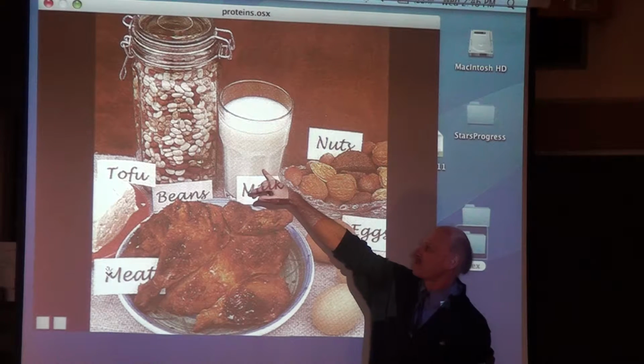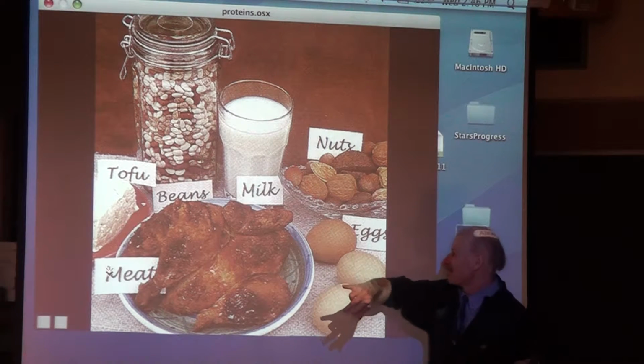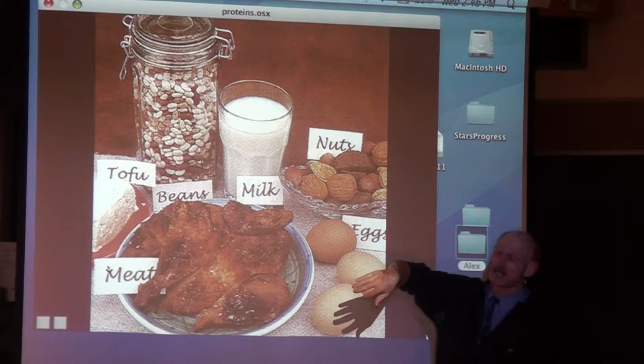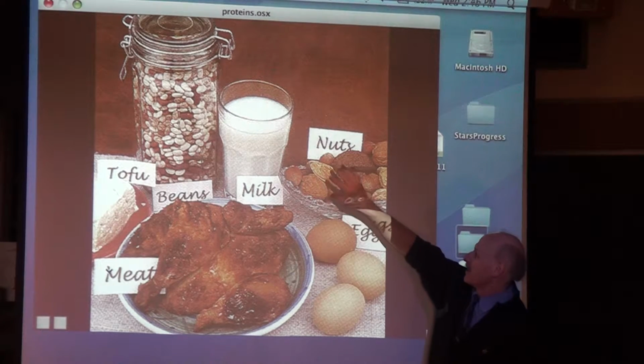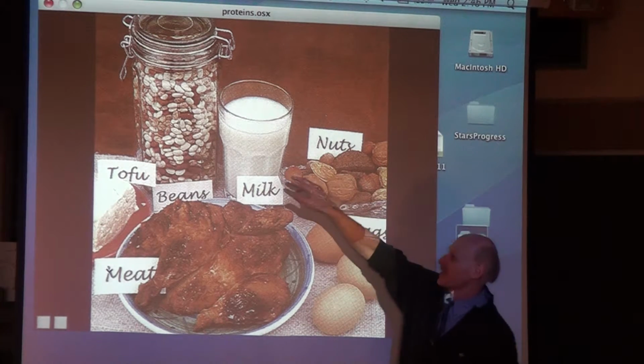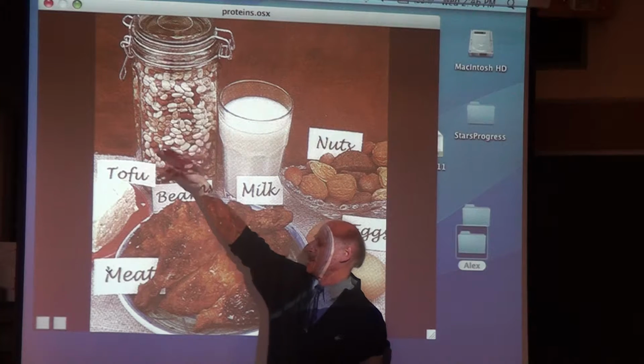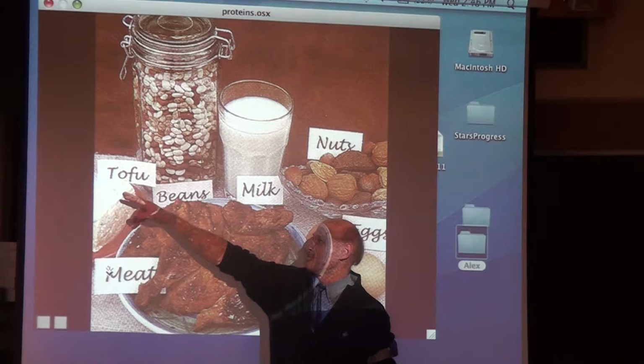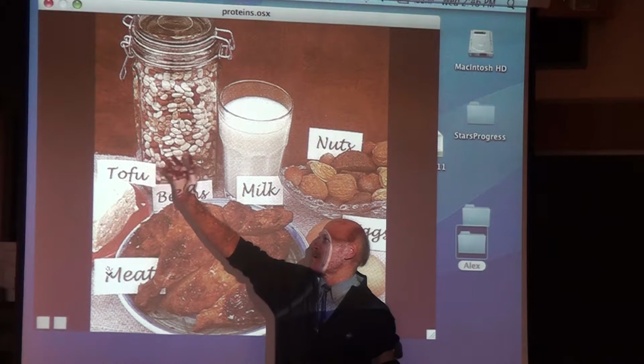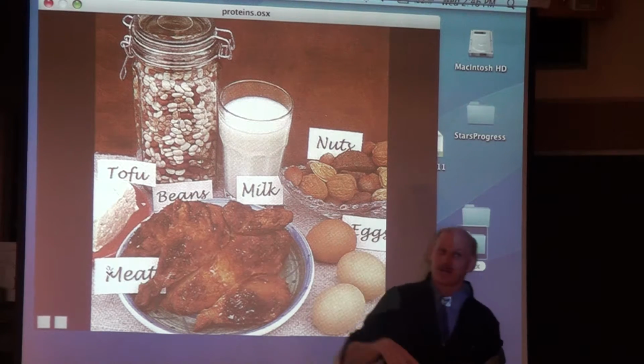Dairy products are high protein. Eggs, especially the egg white, is very high protein. Nuts are high protein. And anything from the bean family, the legumes, including tofu, which is a soybean, are going to be high in protein also.